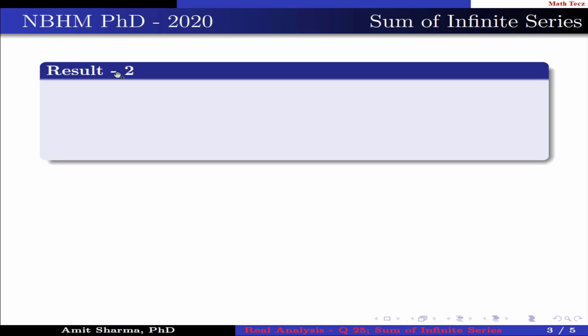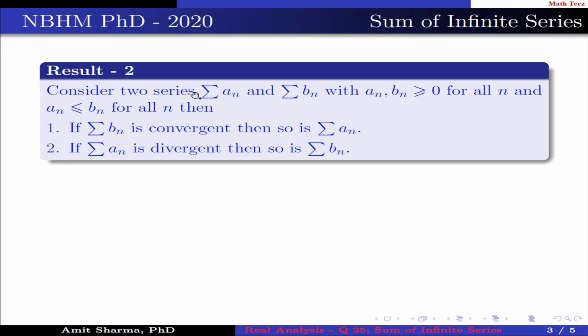Result number 2. Consider two series summation an and summation bn with an, bn greater than or equal to 0 for all n and an less than or equal to bn for all n. Then point number 1, if summation bn is convergent, then so is summation an. Point number 2, if summation an is divergent, then so is summation bn.